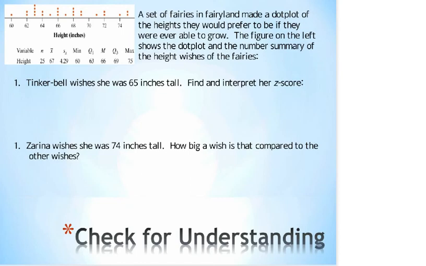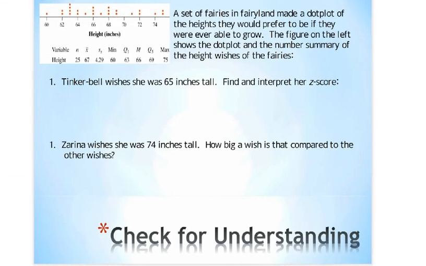All right, so we see that we have a variety of heights here, which we will probably look at something similar to this next class. And I've given you a number summary, so you don't have to do much work. Here's your standard deviation. Here's your mean. That's pretty much what we need. So let's look at poor Tinkerbell. She really wishes that she was 65 inches tall. So we want to find and interpret her z-score.